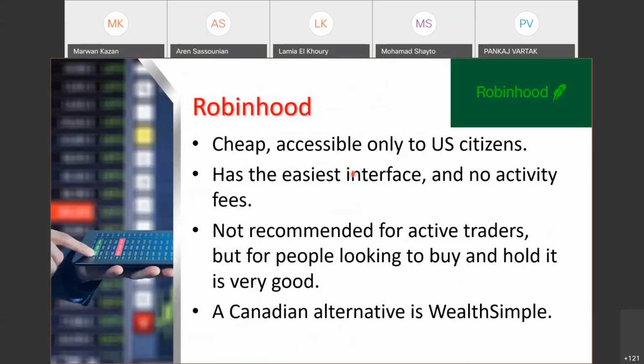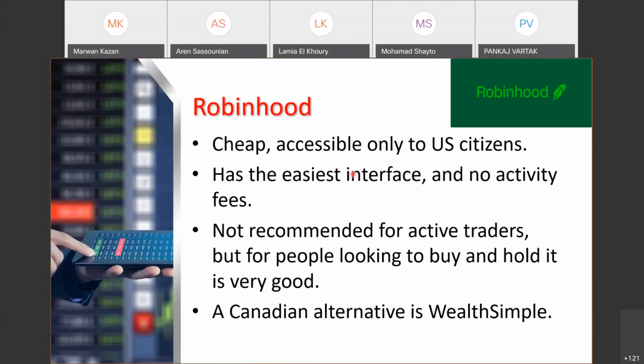Robinhood has no maintenance fees, no commissions, no nothing. But the only problem with Robinhood is sometimes they play around with the spreads. So as Marwan was explaining, you saw the 53 and 55. Robinhood starts charging sellers less and buyers more, so they make even more money off the spread.